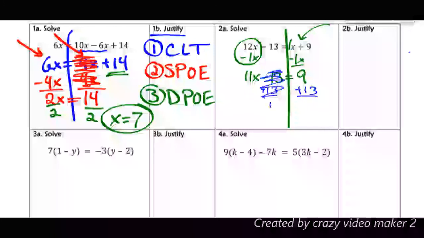That cancels out the minus 13. That gives me 11x equals 22. And now I have one more step. I have to get rid of that 11 by dividing. So x equals 2.